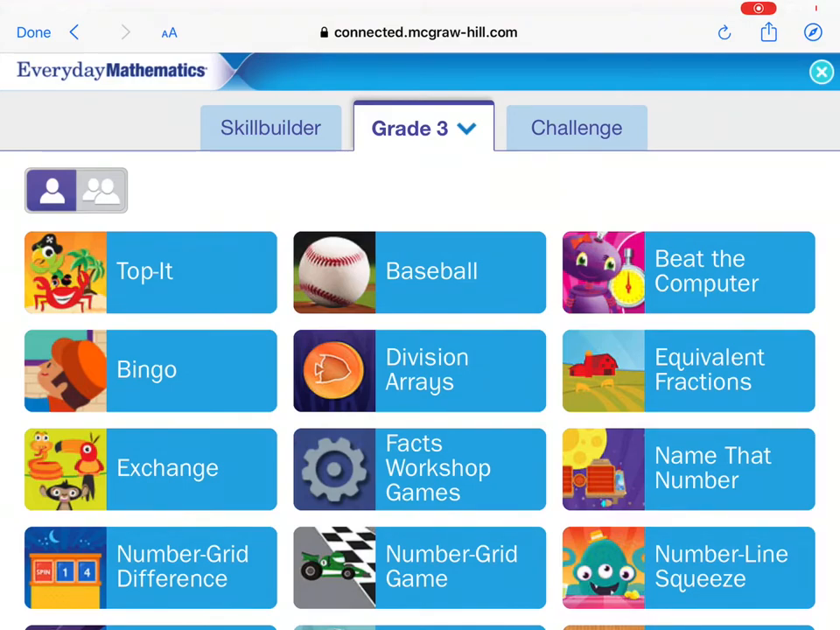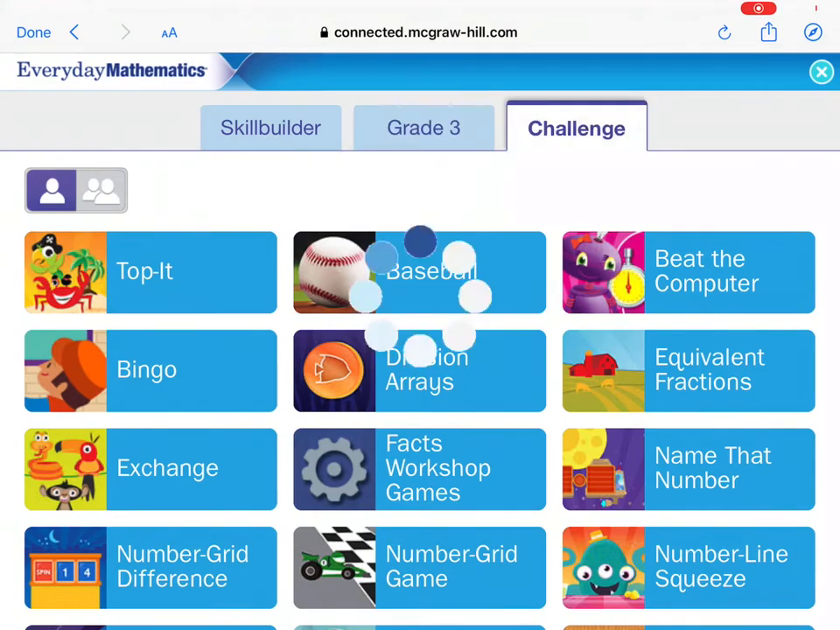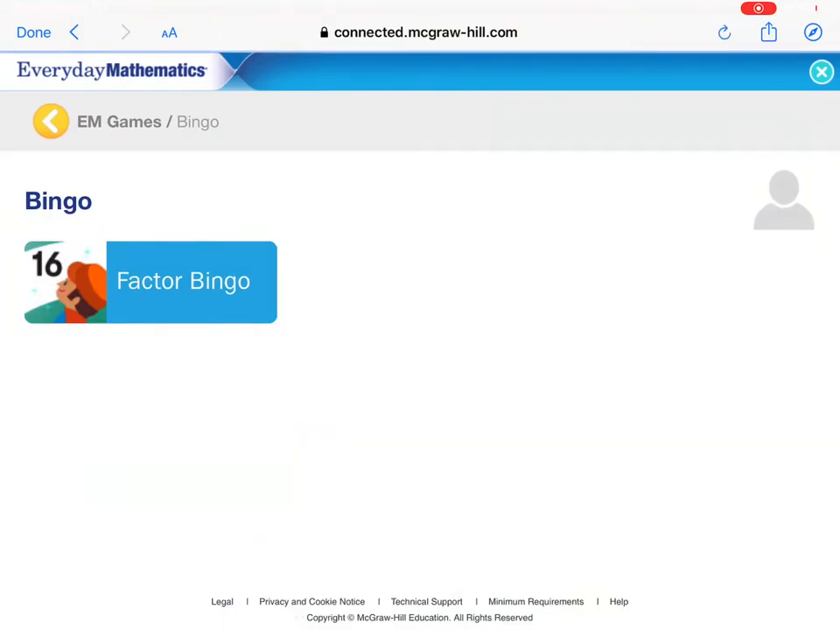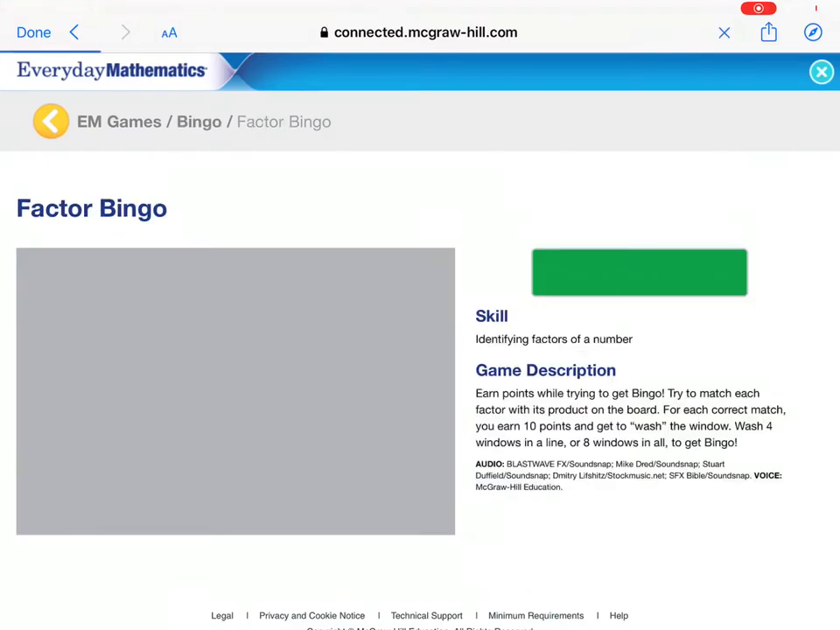Now, this game we're going to play today is in the challenge section. So click on challenge at the top. Then you see all of these games. You're going to click on bingo in the middle. Then you get Factor Bingo. It's the only bingo that's listed in the challenge section.